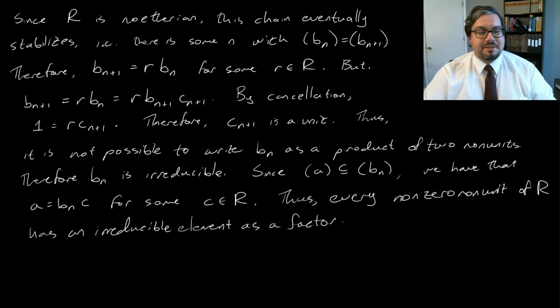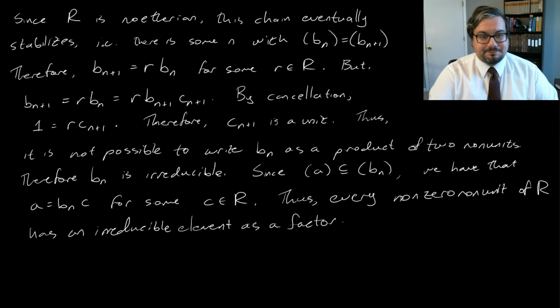Right. So now that we've shown that every non-zero non-unit element of R can be written as the product of some irreducible element with some element of R, we can move on to show that every element of R can be written as a product of irreducible elements. We're going to follow a similar argument pattern to the first one, but we're going to use what we proved in the first paragraph to construct our sequence of elements in the second one.